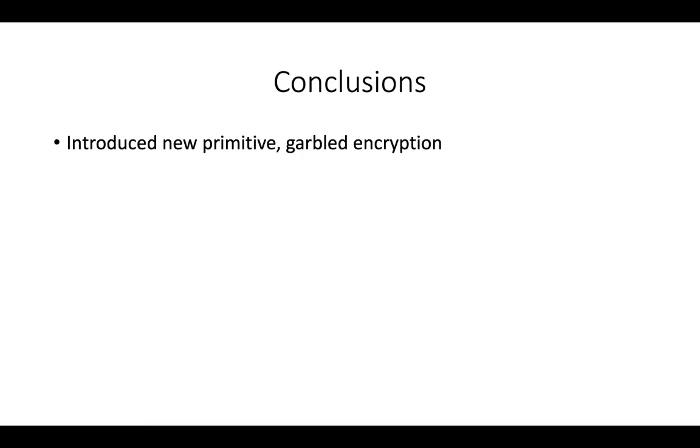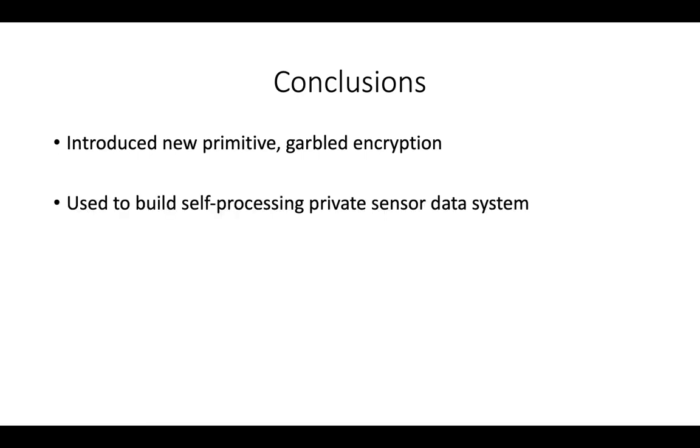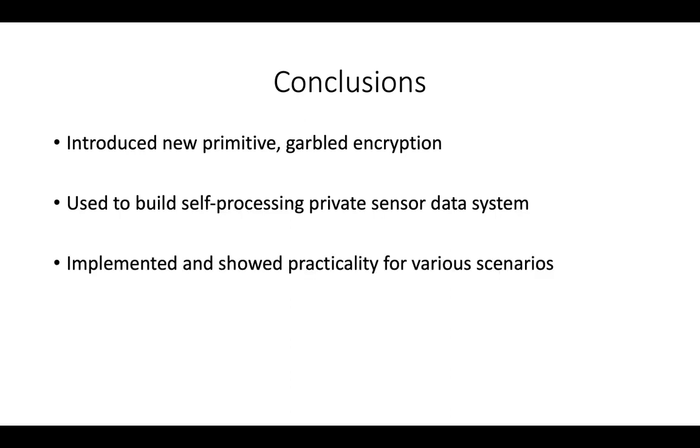So in summary, we introduced a new primitive called Garbled Encryption, and we used it to build a self-processing private sensor data system, and then we implemented it and showed practicality for various scenarios.